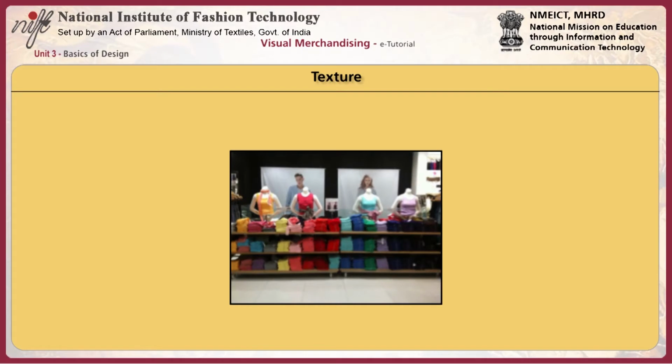The next element is texture. The texture of the wall defines the window as shown in the image. The texture plays an important role in design. It gives the look and feel of the product or the design space. Even when we go to the shops, we look at texture to purchase merchandise.